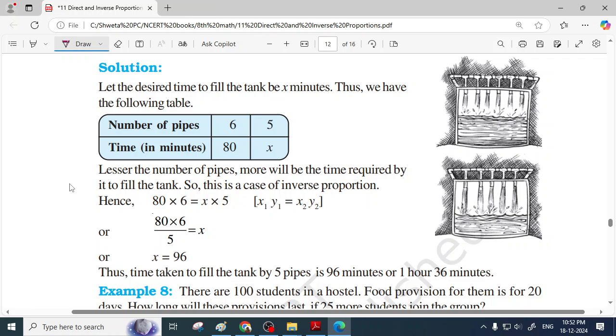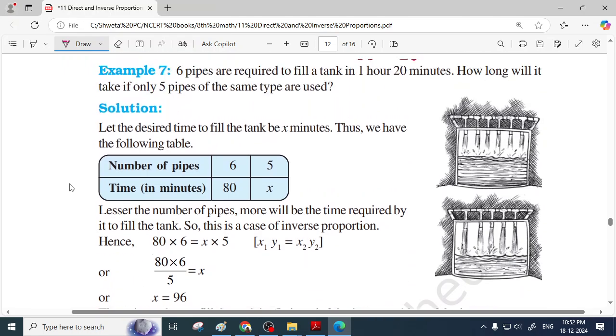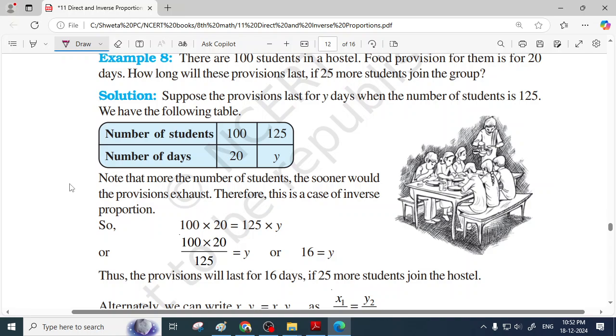So this is a case of inverse proportion. In inverse proportion, x into y is constant, so 6 into 80 is equal to 5 into x. Therefore, we can obtain the value of x by finding 80 into 6 upon 5, that is equal to 96. So with 5 pipes, it can be filled in 96 minutes, that is 1 hour and 36 minutes.